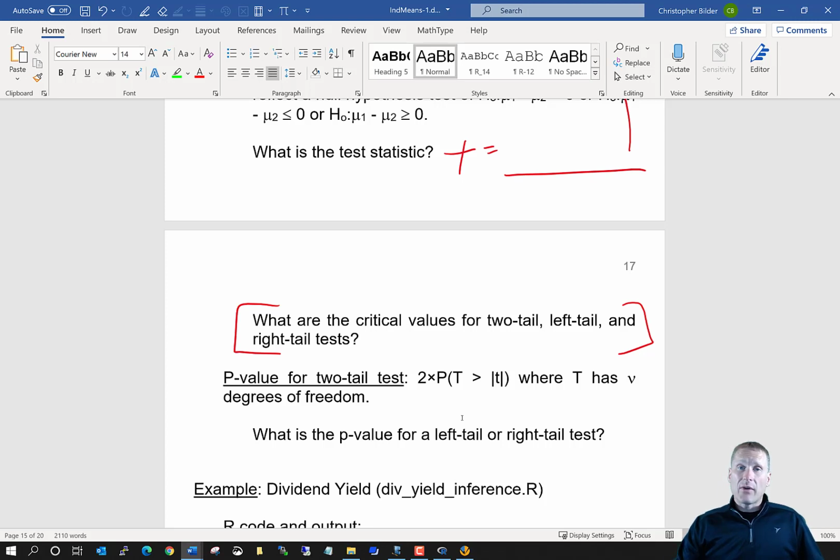It just simply follows from what we had when we only had one population mean. We can also calculate a p-value for a two-tail test, just like what we did before. 2 times the probability of random variable t is greater than the absolute value of the observed test statistic value. Again, on your own, think about what the p-value would be for a left and right tail test. You do definitely need to know that.